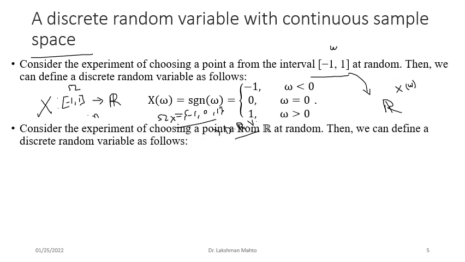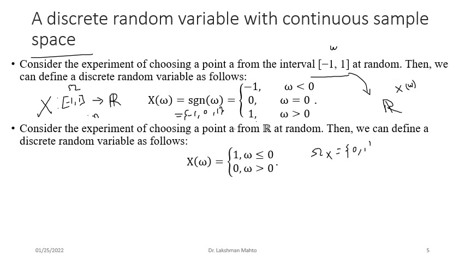There are a few more examples. If you are choosing a point from the real numbers at random, then by taking the real numbers as the sample space, we can also define a discrete random variable. There are various approaches to define it. One simplest approach is that a non-positive real number maps to 1 and a positive real number maps to 0. The range of X has just two elements, 0 and 1.